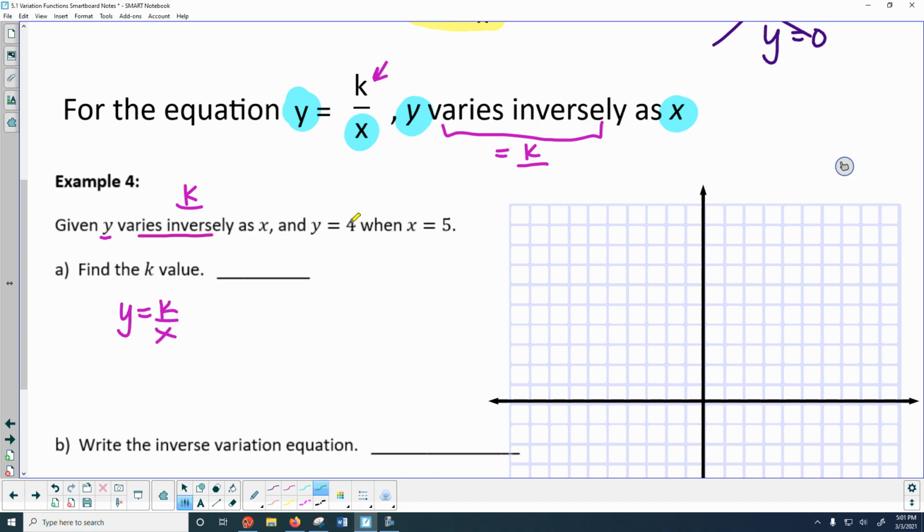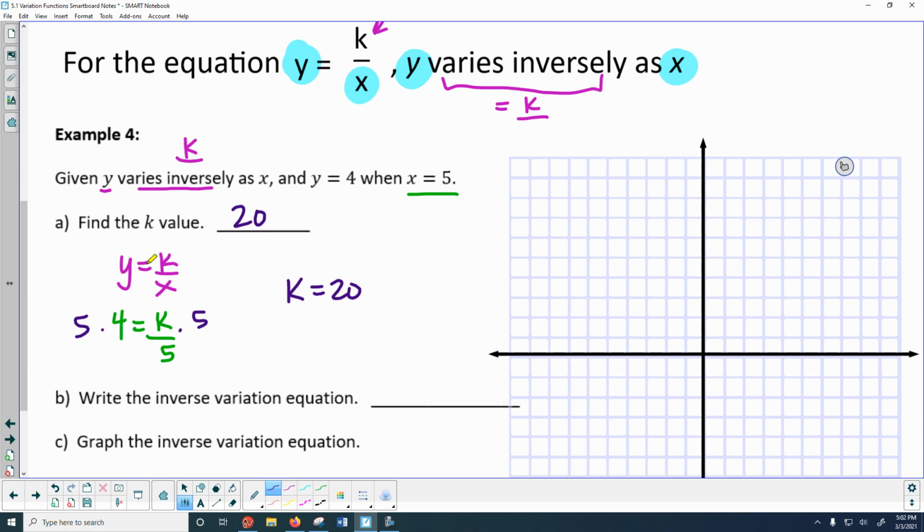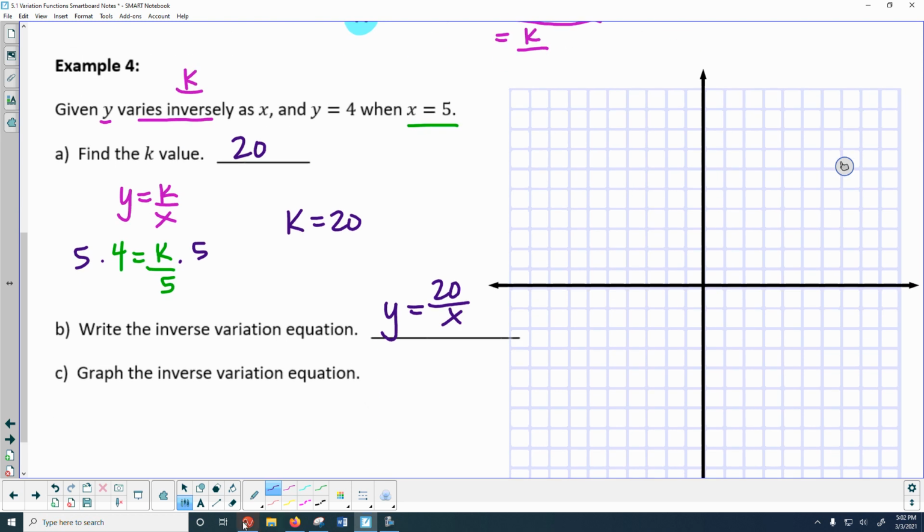We are going to plug in what we know, so y is equal to 4 when our x value is equal to 5. To solve for k, we'll multiply by 5, multiply by 5, so it looks like our k value in this case is 20. Okay, what would our equation be then? Well, my pattern was y equals k over x, so our equation is y equals 20 divided by x. Let's go ahead and graph that on our calculator, and then we'll plot those points here.